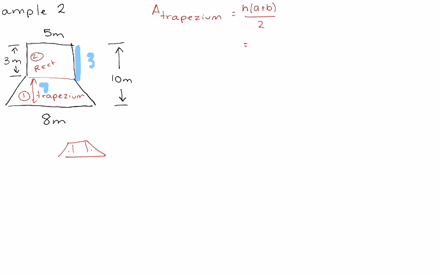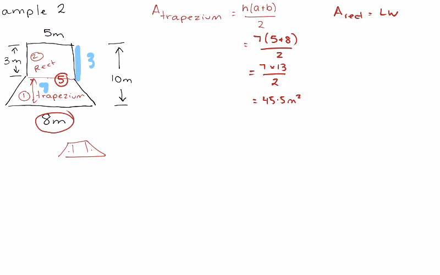Now this is done intentionally. Never trust diagrams and think things are to scale. So my height is 7. A and B are the parallel sides. So I've got 8 and this distance there is 5. So 5 plus 8 divided by 2. 7 times 13 divided by 2. And let's work that out. It's 45 and a half metres squared.